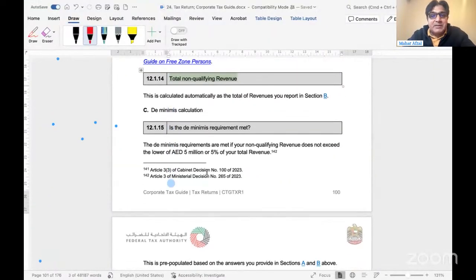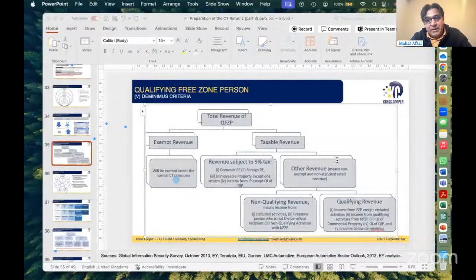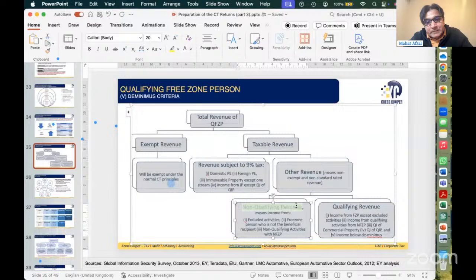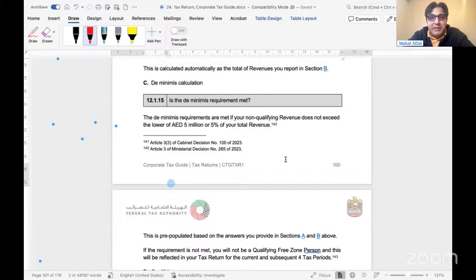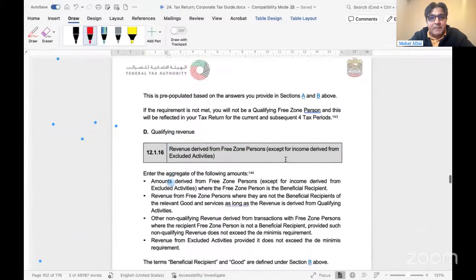Is the de minimis requirement met? While calculating the de minimis criteria, I'm repeating, this is the non-qualifying revenue divided by the total revenue. While calculating, this revenue should not be included, and this revenue should not be included as well. So this is the question they are asking: is the de minimis requirement met, yes or no?